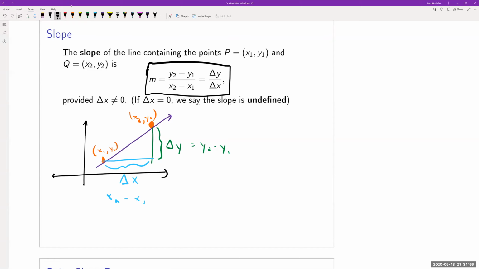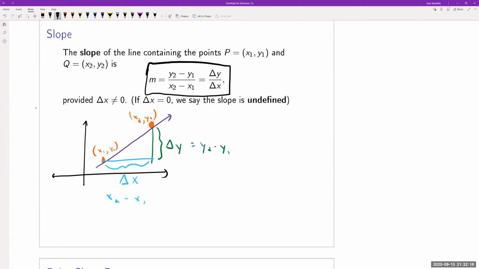Now, this formula will not apply if x is not changing, because you can't divide by 0. So if the x is not changing, that's totally okay. The slope is simply undefined. In this case, the points would be directly above or below each other, because that was what we would need to have the x value not change.